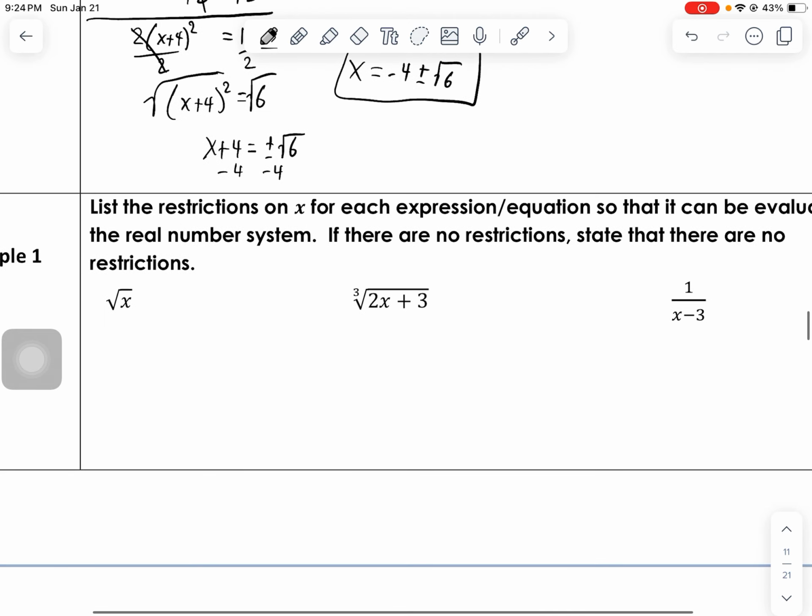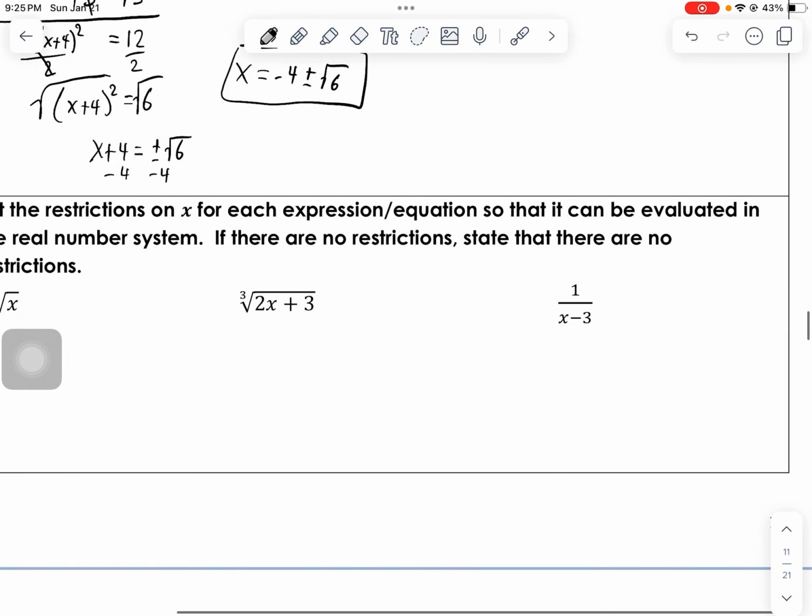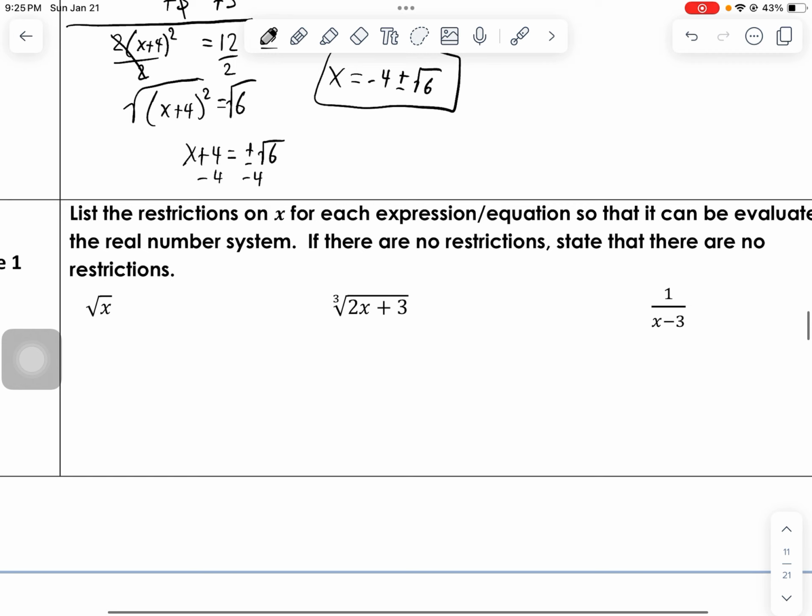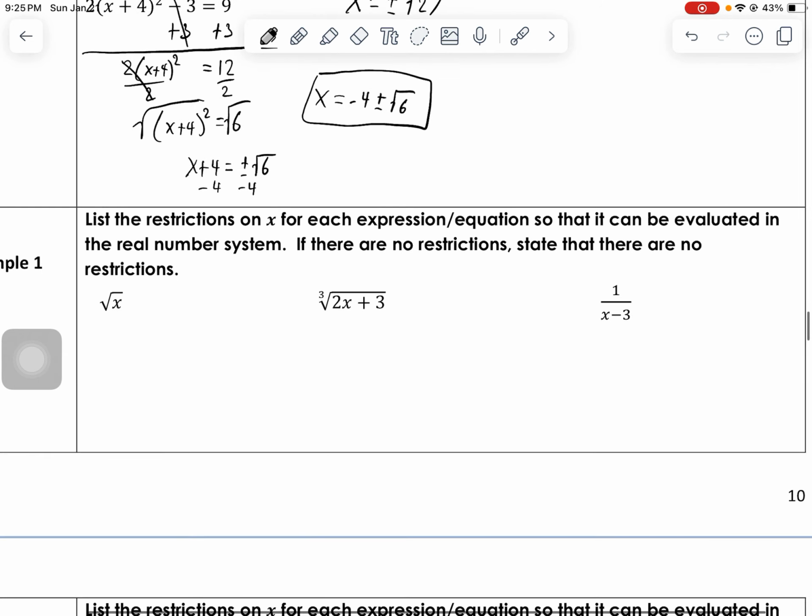Okay, now we want to list the restrictions on x for each expression or equation so that it can be evaluated in the real number system. And if there are no restrictions, state that there are no restrictions. So we're just looking for the values where we would get imaginary solutions basically because we want to stick to the real numbers. So we can take the square root of anything that isn't a negative.